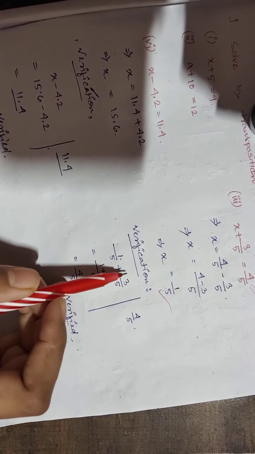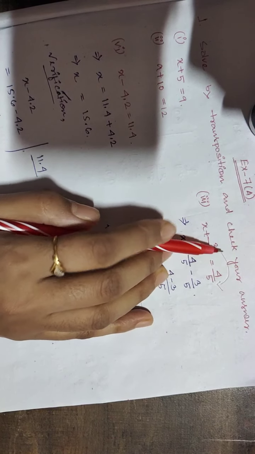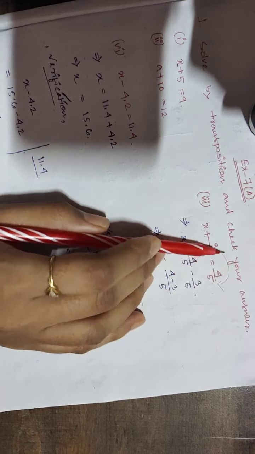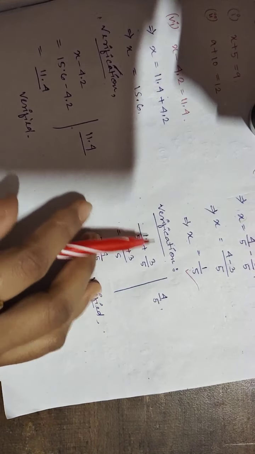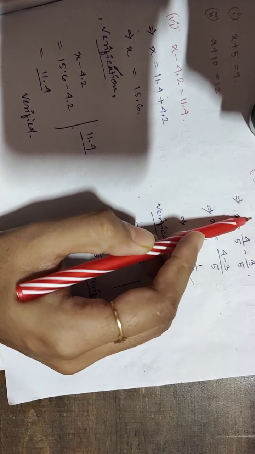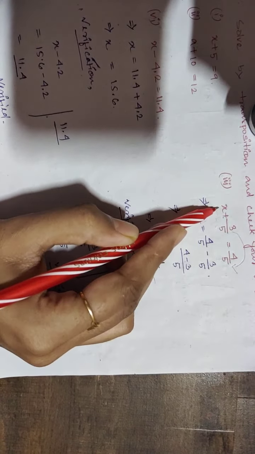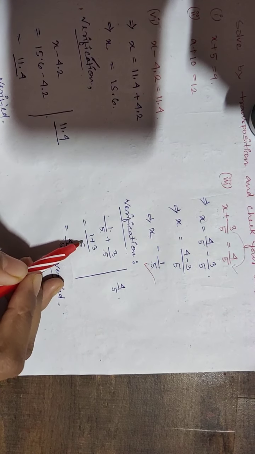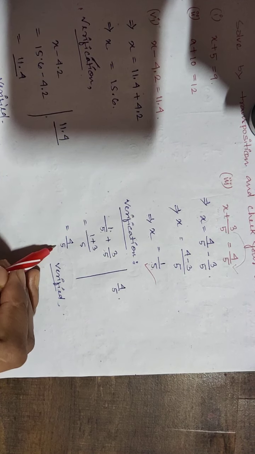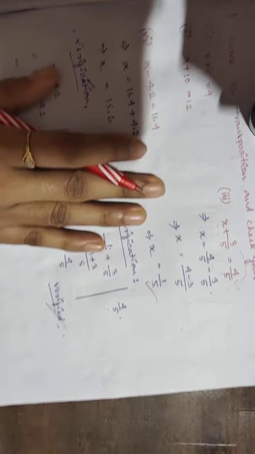Verification and check. In the question it is asking, check your answer. You have to check whatever answer you have got. So for the verification, x value is 1 by 5. On the left side you put 1 by 5 plus 3 by 5, 1 plus 3 by 5, 4 by 5. On the right side also 4 by 5. So it is verified.